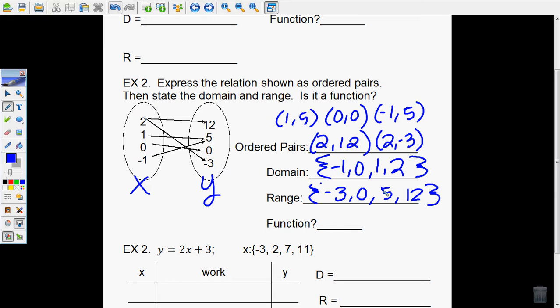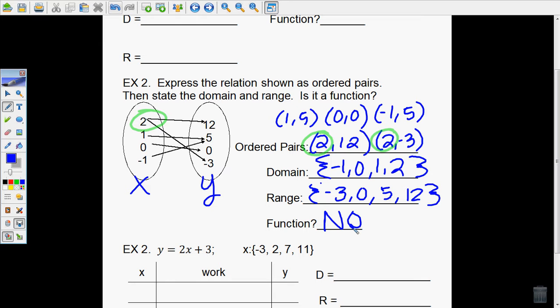Function? No. Why is it not? Because of the 2. The 2 is our problem, right? Yes. We have 2 lines coming from here. We have a 2 here and a 2 there. So our problem is the 2. So this is a big fat no. It's a relation. It's just a relation, not a function.